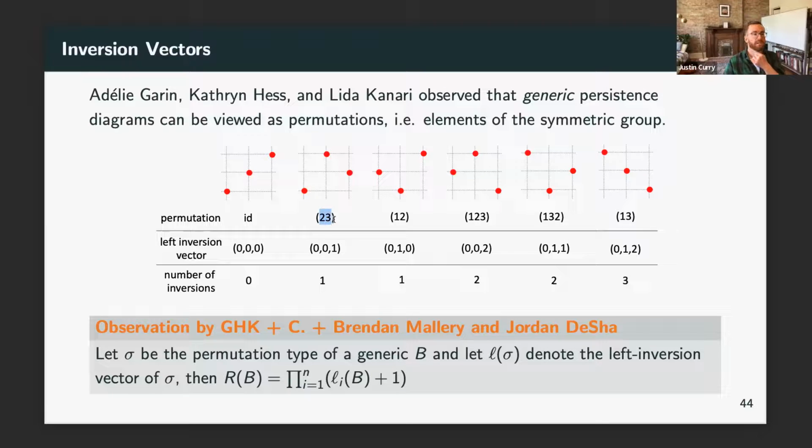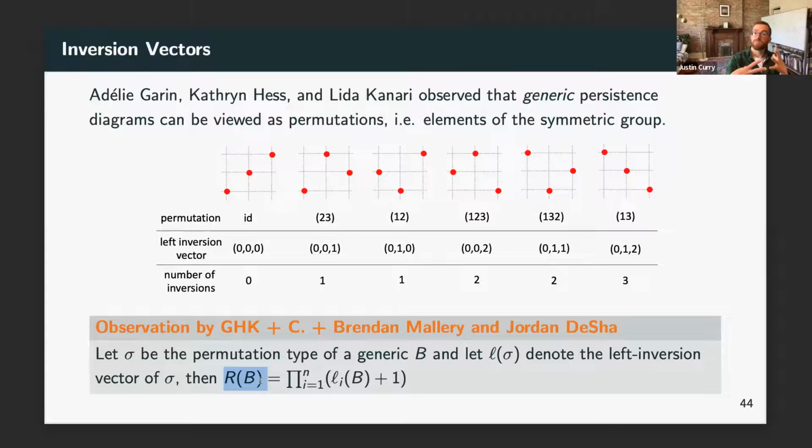But these other points, here I've got born third dies second, so I can represent that as the elementary transposition (2 3). And associated to any element of the symmetric group is something called a left inversion vector, which essentially counts the number of upsets in the natural order of things. And if I take this left inversion vector, which uniquely coordinatizes elements of the symmetric group, and I add 1 to every entry, and then I take the product of those entries, I then get my realization number.